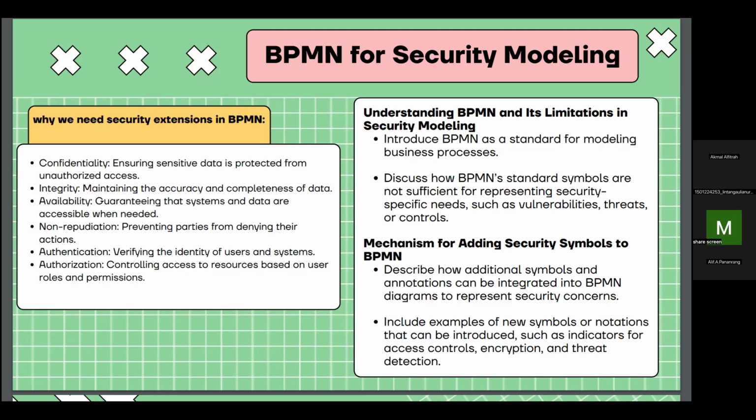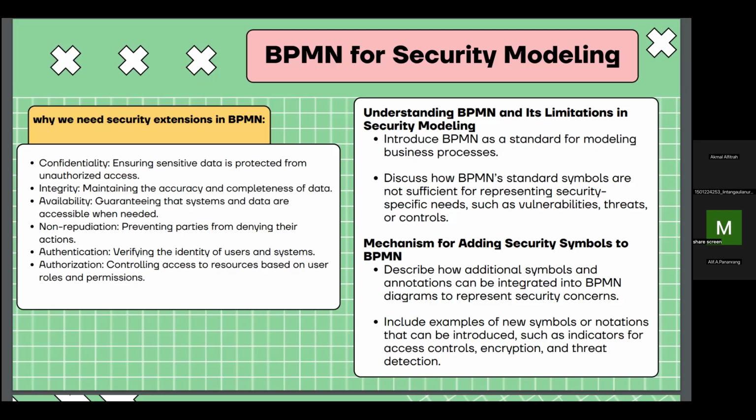And fourth is non-repudiation, preventing parties from denying their actions. And the fifth is authentication, verifying the identity of users and systems. And sixth is authorization, controlling access to resources based on user roles and permissions. Next is understanding BPMN and its limitations in security modeling.